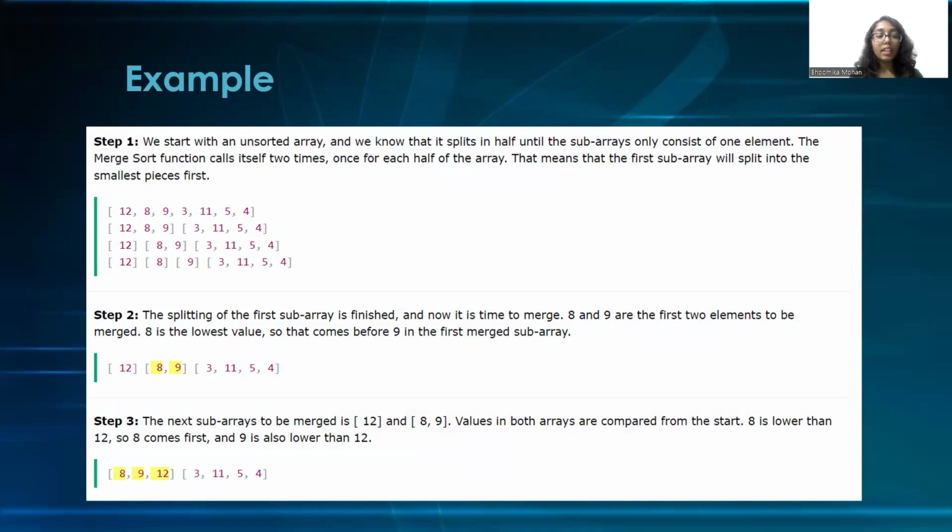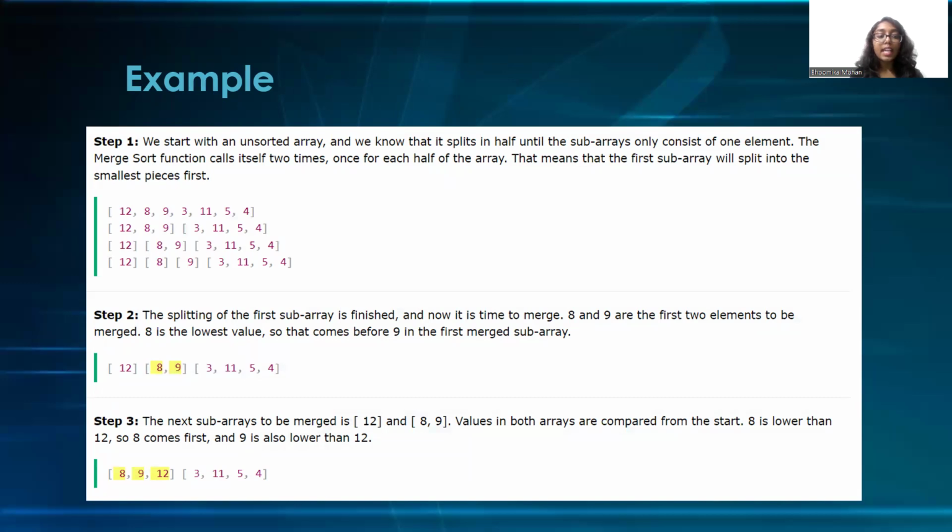The 12, 8, 9, that is the first subarray, is further divided into 12 and another array 8 and 9, and the second array is 3, 11, 5 and 4. The subarray which consists of 8 and 9 is divided further, so this array becomes 12, 8, 9, and a second array that is 3, 11, 5, and 4.